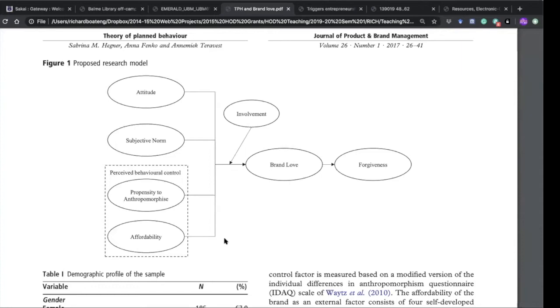So if you ask me, where is my theoretical base? The theory of planned behavior. Where are the concepts I'm using? I'm using the concepts of brand love and brand forgiveness. Where is my conceptual model? This is my conceptual model. Where is my research framework? This is my research framework, because it is a conceptualization of what will happen in the real world.